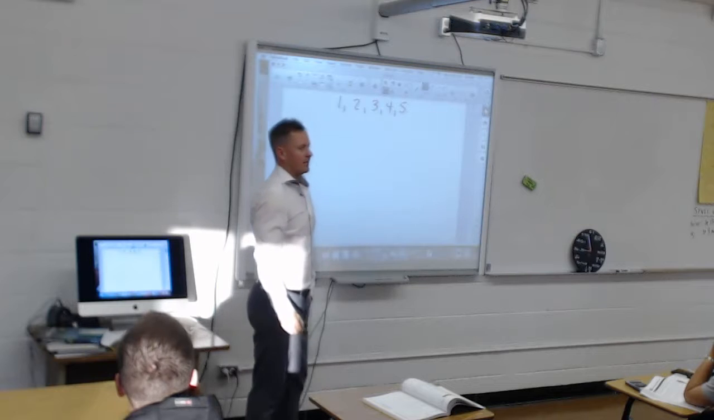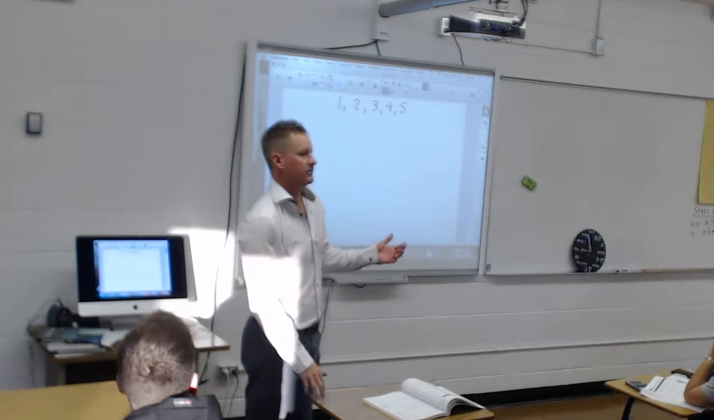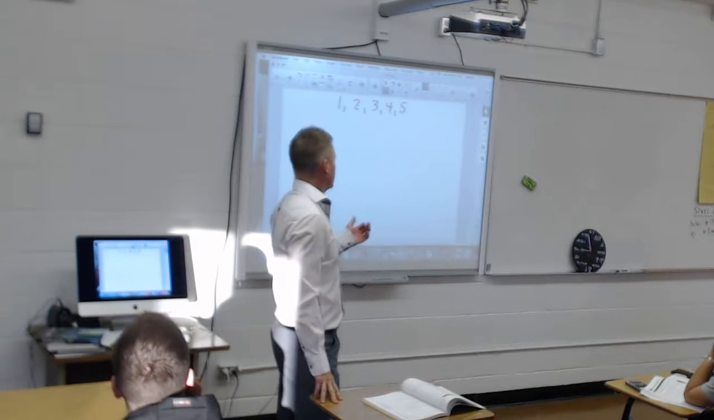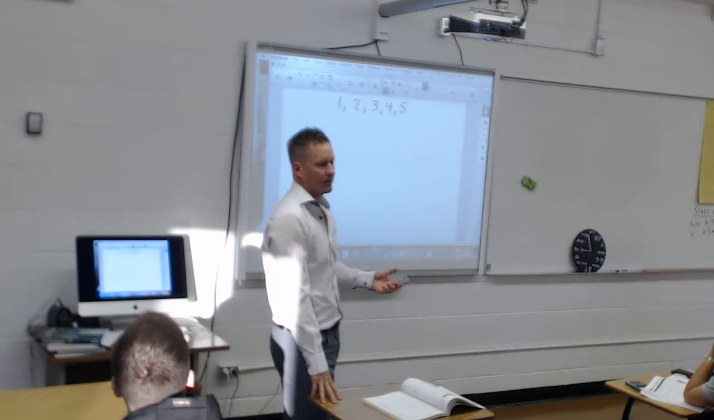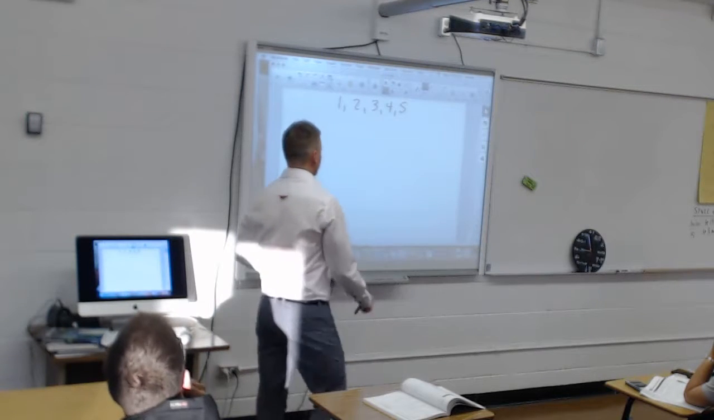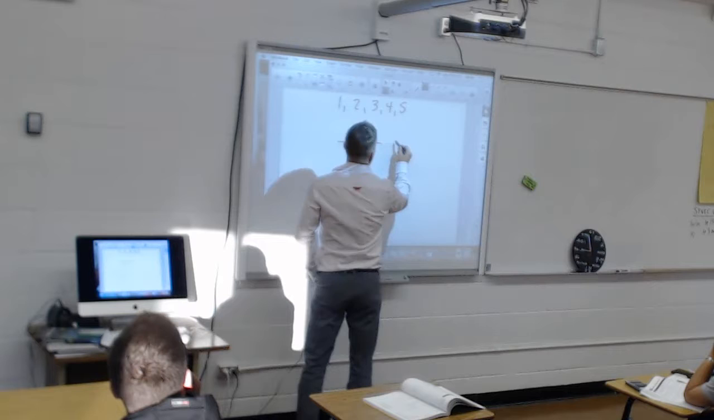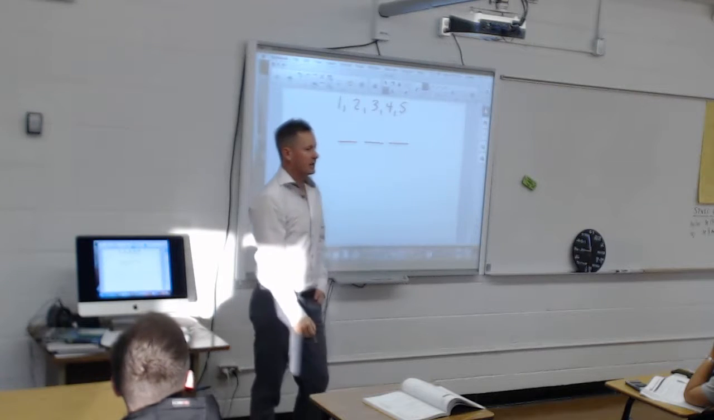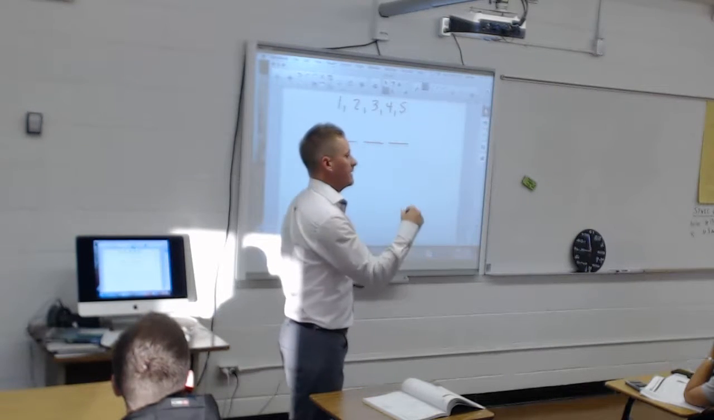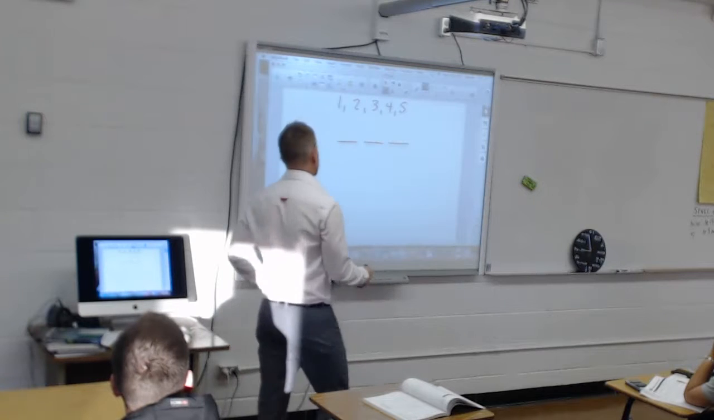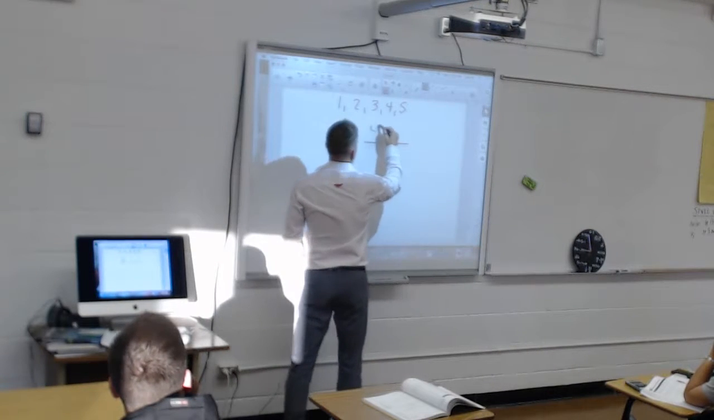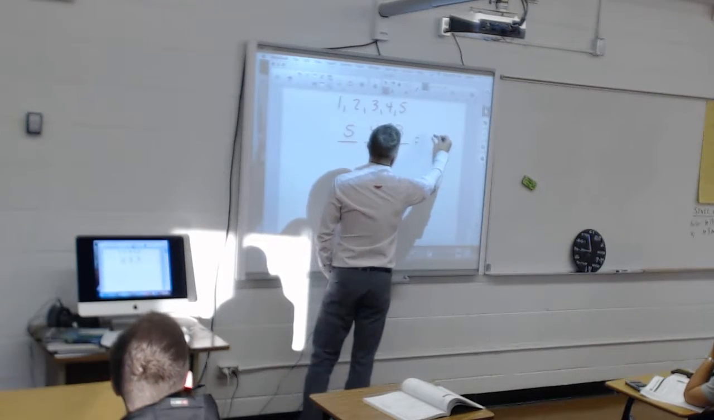How many 3-digit numbers can I make? No restrictions here. How many 3-digit numbers can I make from the digits 1 to 5? You put down blanks for the number of decisions that you got to make, and then the number of choices go in the top of the blanks. Like that. So that's where we began.